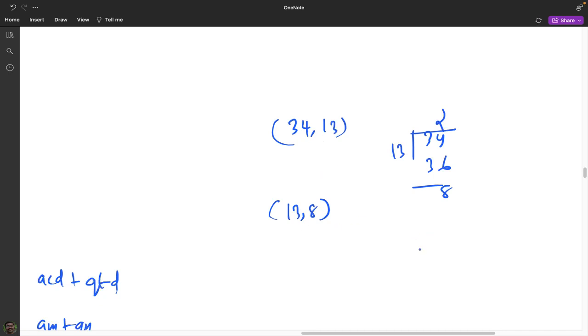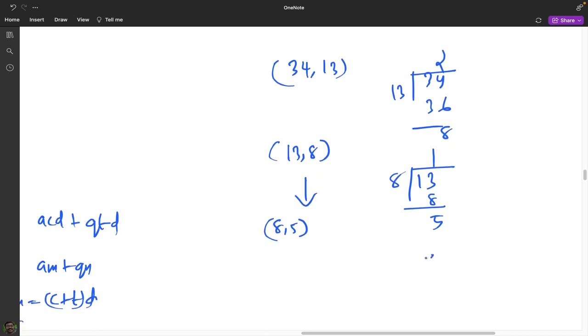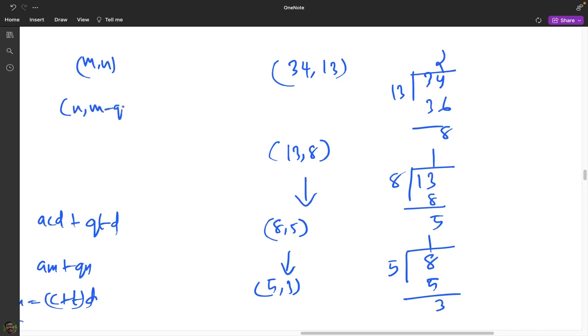Again, you can reduce the problem further. You divide 13 by 8, and you will get the remainder as 5. So this problem can again be reduced to 8 comma 5. Again, suppose you want the GCD, you repeat the same process. 8 by 5, it will be 1 and remainder 3. So this problem will again be reduced to finding the GCD between 5 and 3. So the GCD of m and n is the same as GCD of n comma m minus qn, or the same as GCD of n comma r.